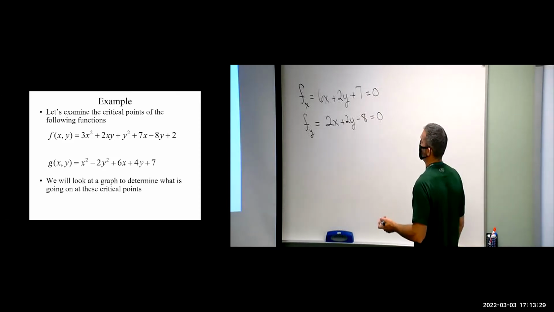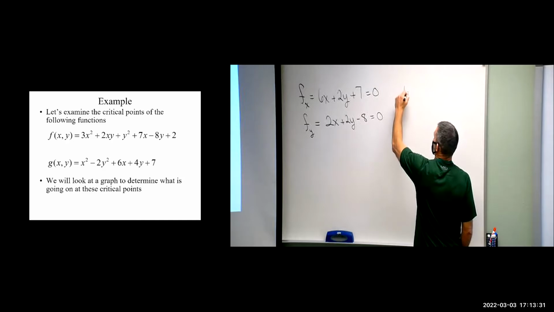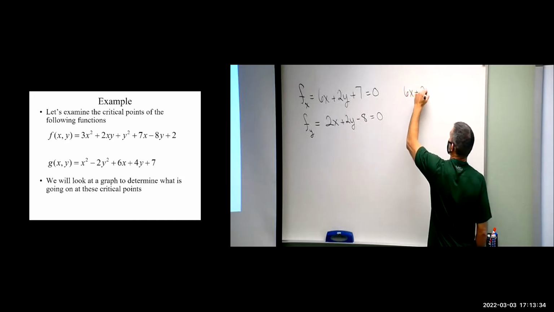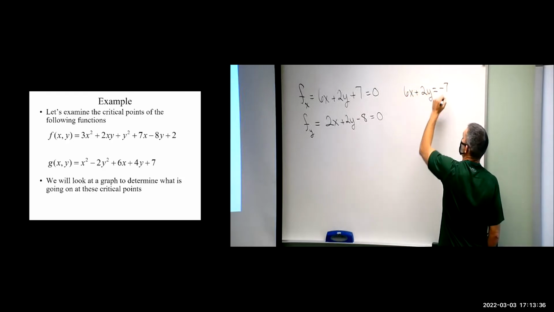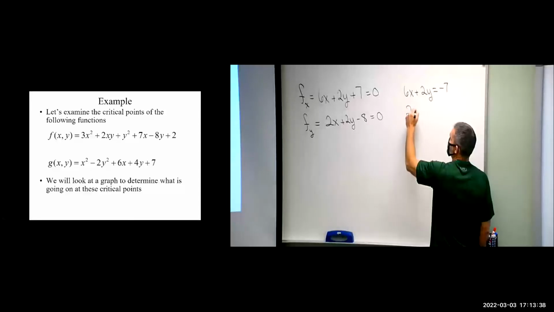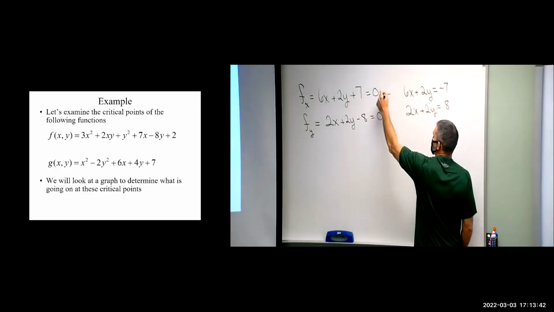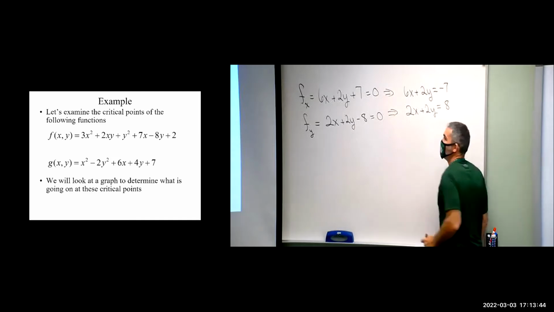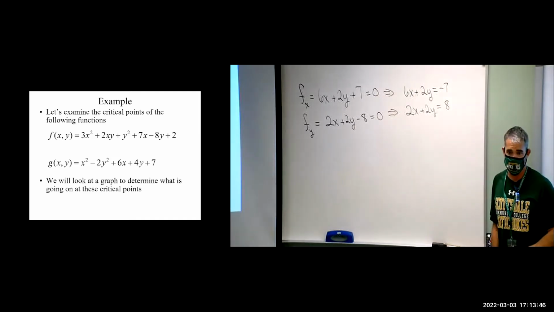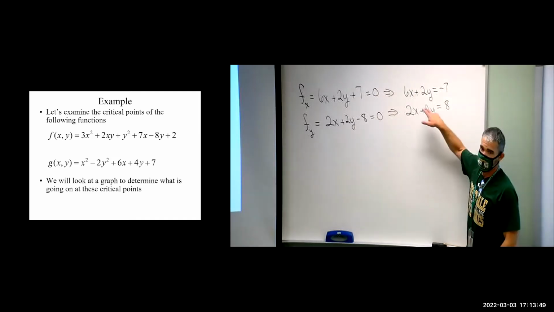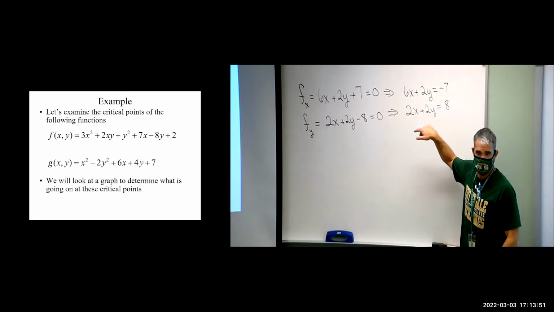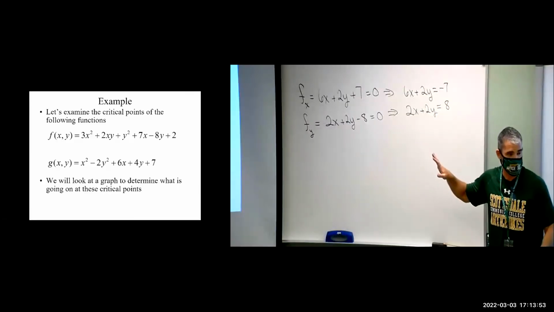So there are a whole bunch of different ways to solve this, but one other way of looking at it: 6x plus 2y equals minus 7. 2x plus 2y equals 8. Okay, I'm just bringing the constants over. This should start to look like an algebra problem, right? Elimination, substitution, whatever you're comfortable with.